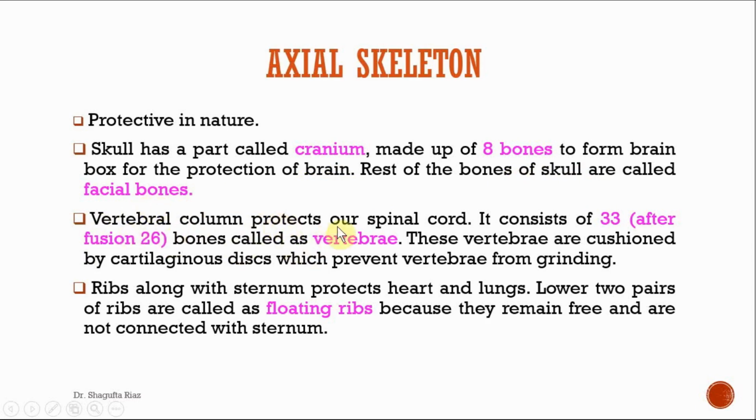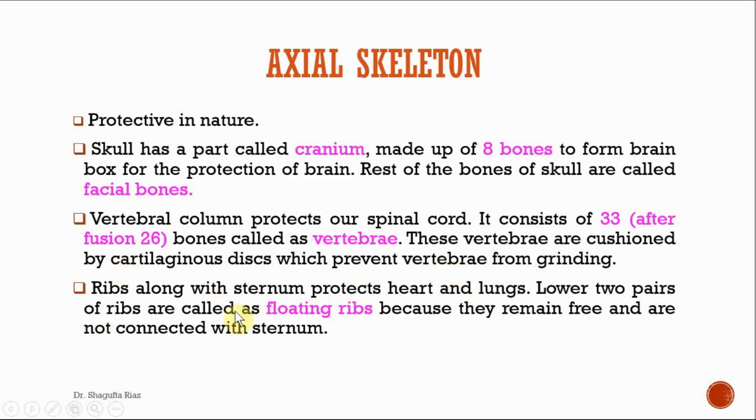Vertebral column protects our spinal cord. It consists of 33 bones, and after the fusion there are 26 bones. The lower bones are fused together, that's why we can call them 26 bones. They are known as vertebrae. These vertebrae are cushioned by cartilaginous discs which prevent vertebrae from grinding. All the vertebrae have a cartilaginous disc, which serves as a cushion between two vertebrae, and whenever we move, it prevents the grinding and colliding of these bones.